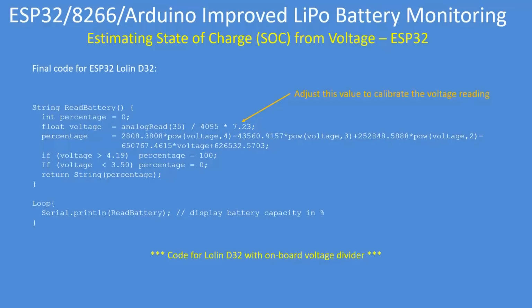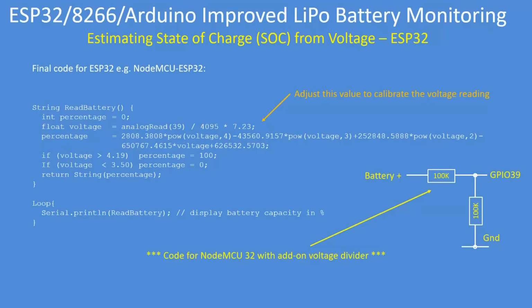Here's the final code for the ESP32. This one's for the Lolin D32 board, which has an onboard voltage divider, and therefore it uses ADC pin 35. The 7.23 value is a calibration figure, so ideally measure the input voltage to the ADC and then adjust the reading you get for voltage on the serial port by varying that 7.23 value.